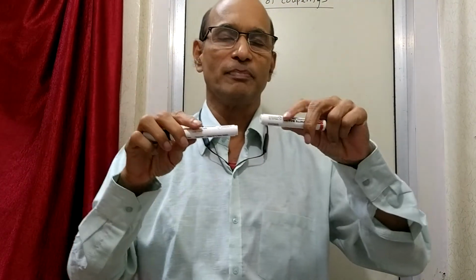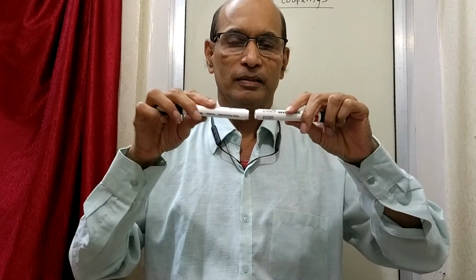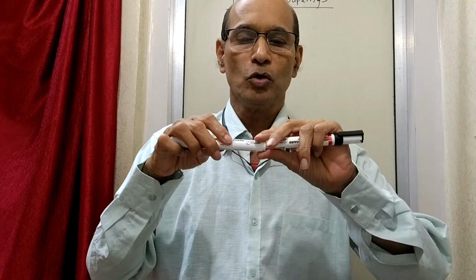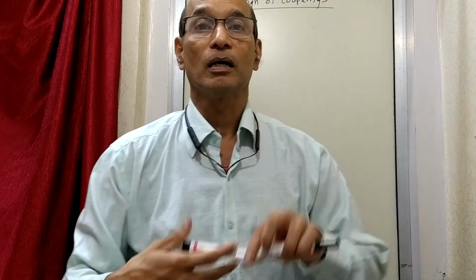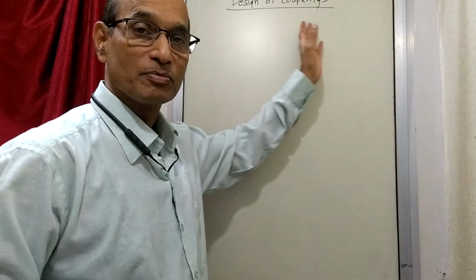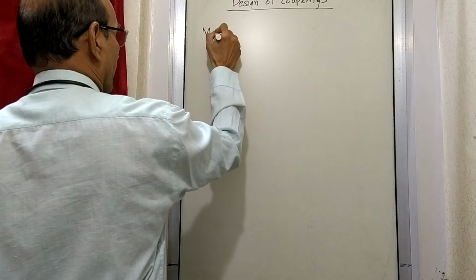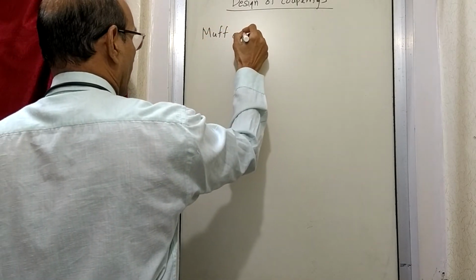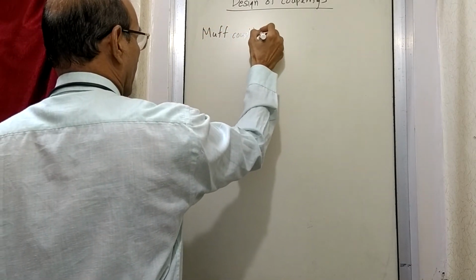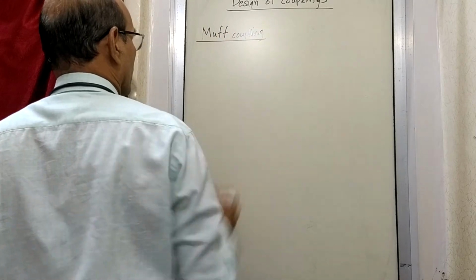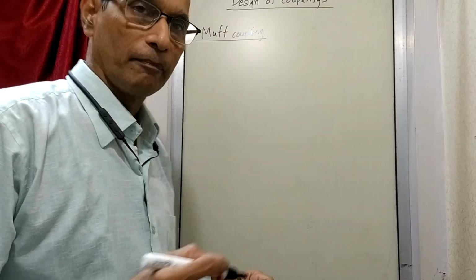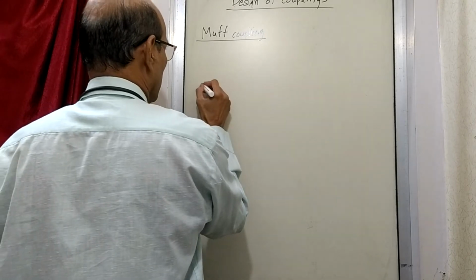Now how do we transmit the power from one shaft to another? In between these two we are going to use what is called a coupling. Once this coupling is designed, power transmission can take place, and we know the different types of coupling. We are starting with a simple coupling, that is a muff coupling. Now what is a muff coupling? I'll first draw the figure of a muff coupling.